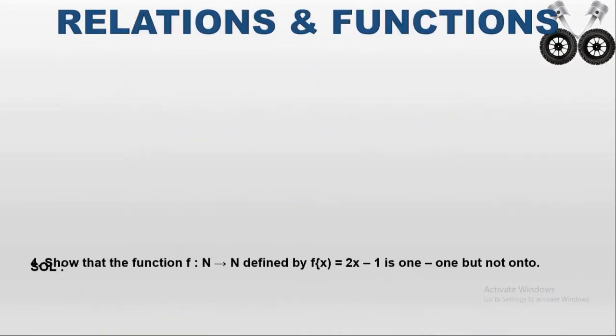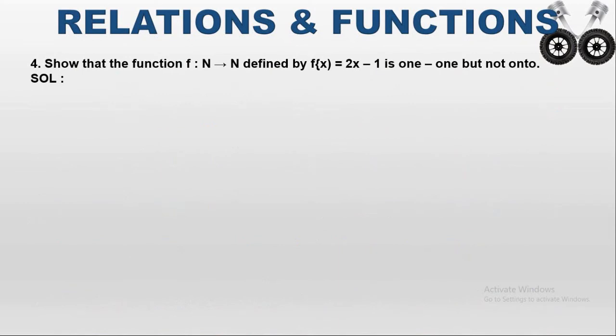Next one is question number 4. Show that the function f from N to N defined by f of x equal to 2x minus 1 is 1 to 1 but not onto. So what is the problem given here? f is a function from N to N. Here N is the natural numbers and the function is defined as f of x equal to 2x minus 1. So we have to say whether the given function is 1 to 1 as well as not onto. So what is meant by 1 to 1?